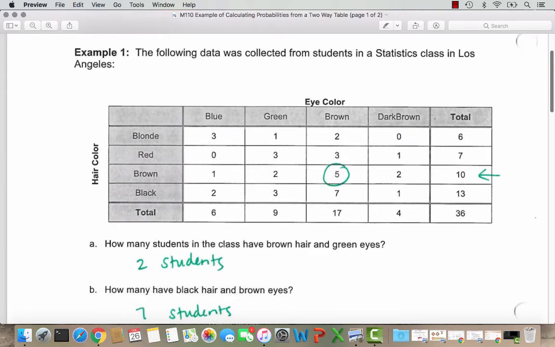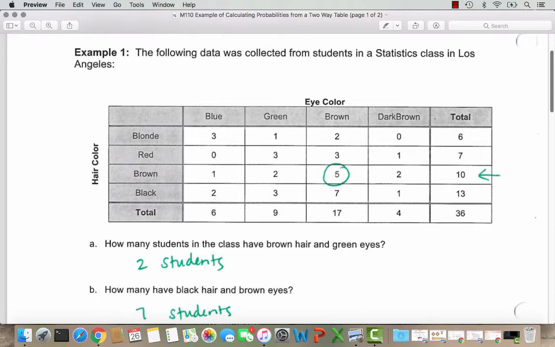So our first question is asking us how many students in the class have brown hair and green eyes. So we come here in the table to find the brown hair row and come over to the eye color that corresponds with green in the column, and you can see the two students there. That's not the value I've circled, it's next to the one I've circled. We'll come to the circled value a little bit later in this work.